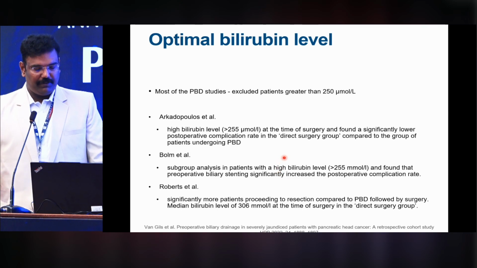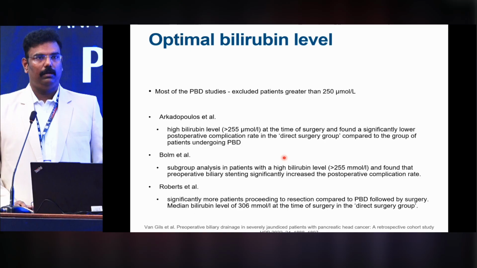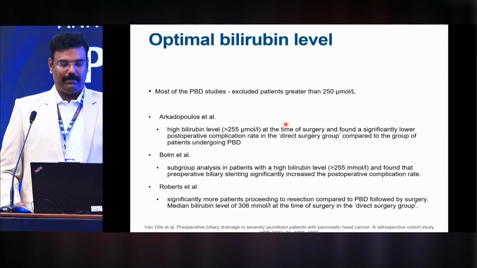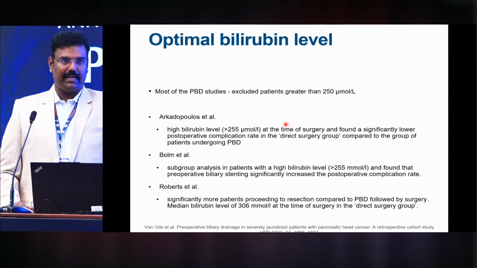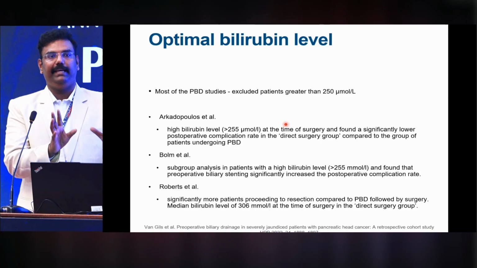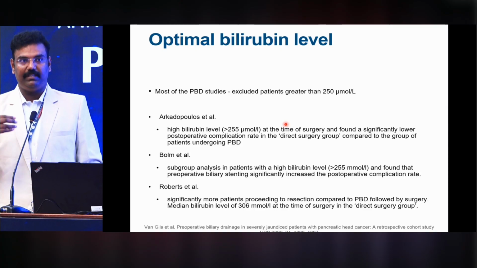And third is the type of drainage that we need to perform. Could you tell the figures in milligrams, because most of us... Oh, okay, micromoles. So the DROP trial, which had a cutoff of 250 micromole, actually talks about 14.6 milligram per deciliter. So patients who were above this were excluded from the study itself.